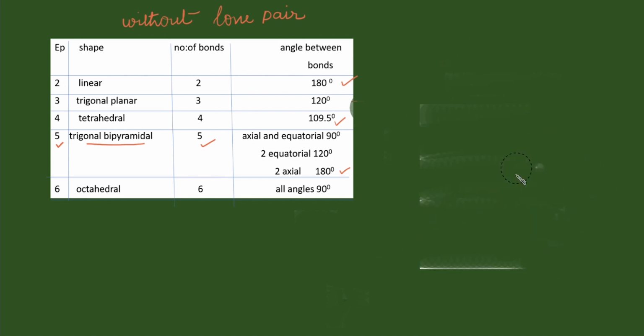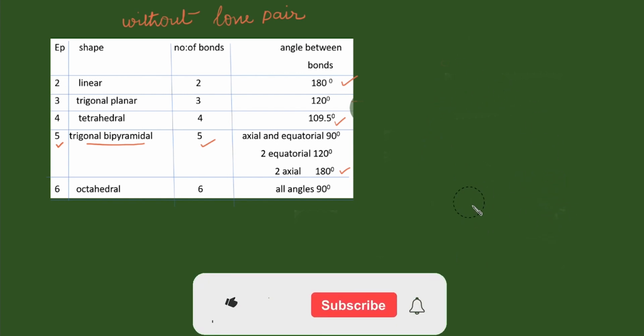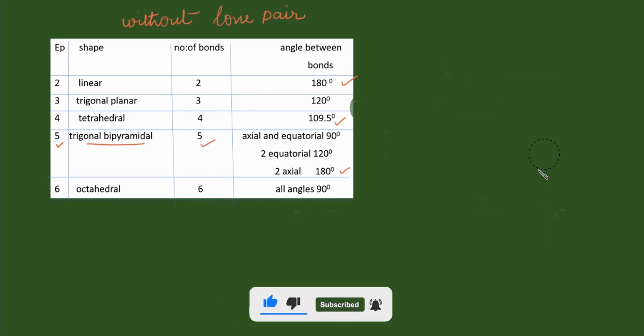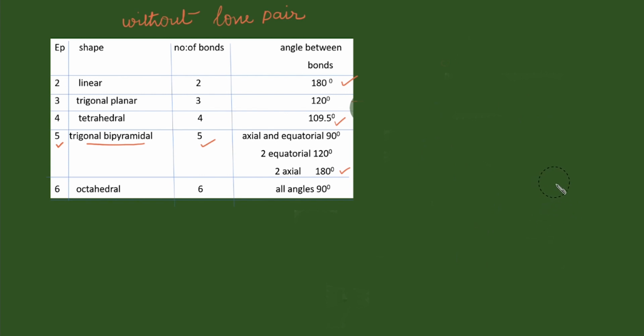Now we have completed our discussion on geometry or shape of molecules with different numbers of electron pairs around the central atom and not having any lone pair. For molecules having lone pairs also along with bond pairs around the central atom, the shape of the molecule will change. We will discuss that in the next video. Otherwise, this video will be too long.